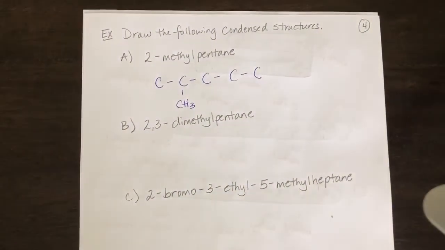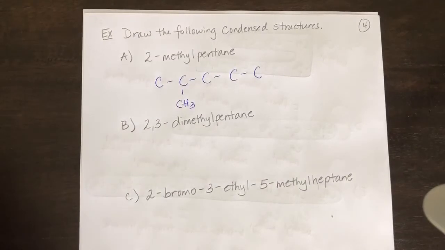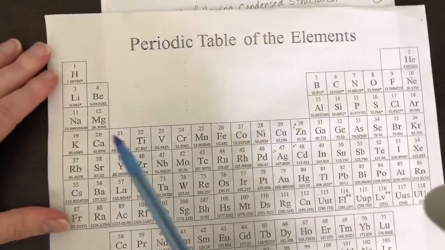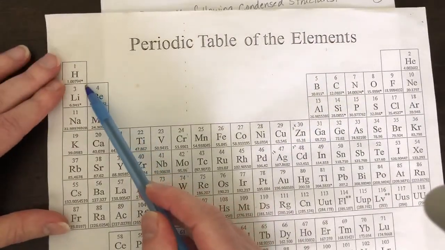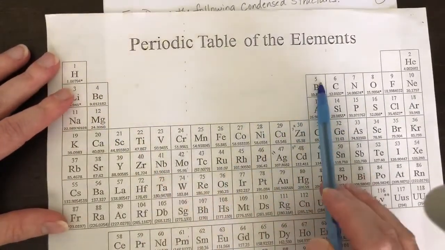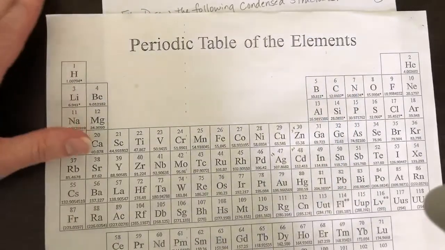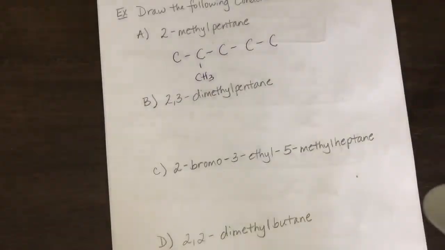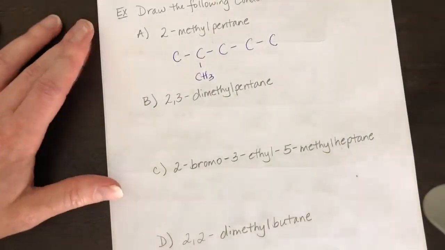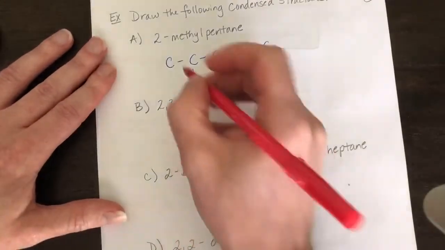Now, if I could find my periodic table real quick, this would help me out. Okay, so carbon is in group 4. This group has 1 valence electron, 2 valence electrons, 3, and 4. So it can have at most 4 bonds total. Okay, so if you can count to 4, you can do this.